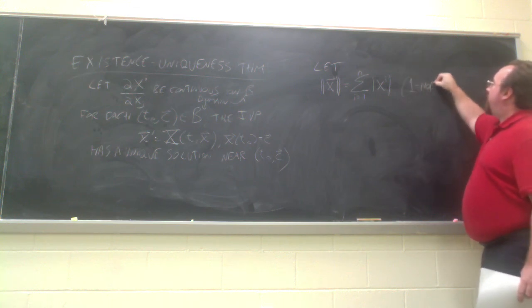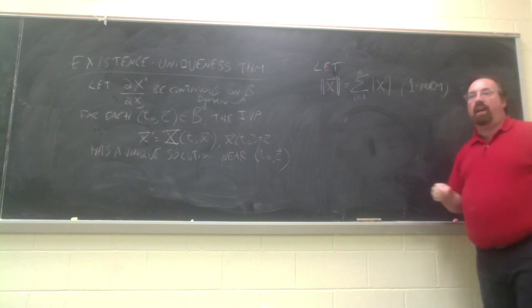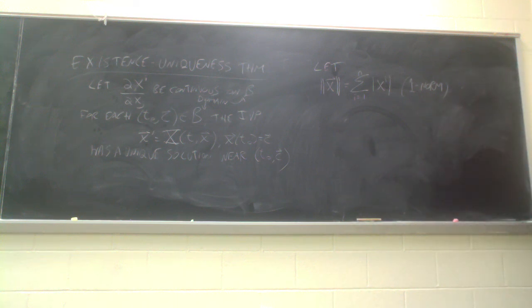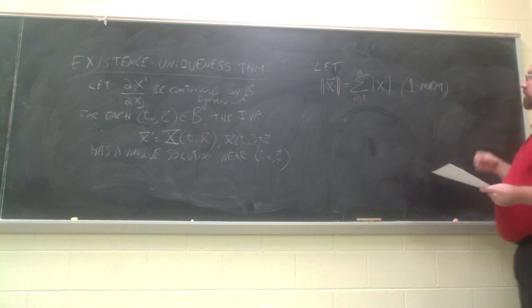This is the vector 1 norm, as opposed to the vector 2 norm where we use Euclidean length. Okay, so that's one definition we need.